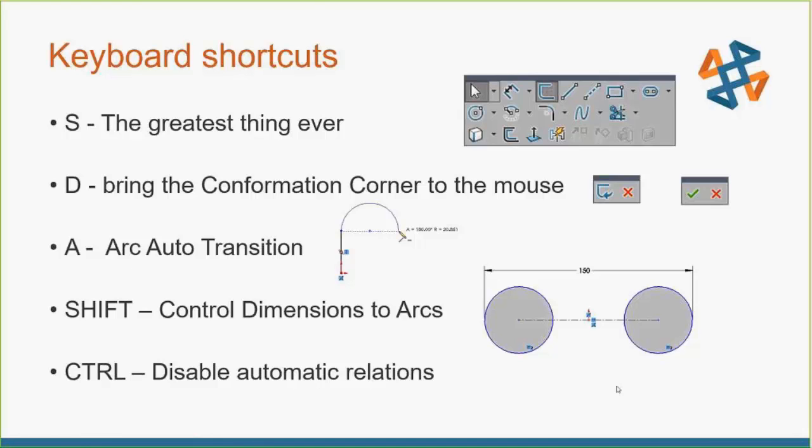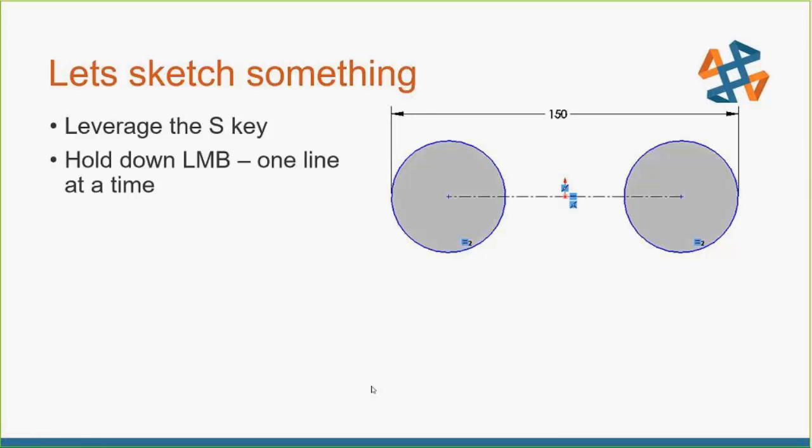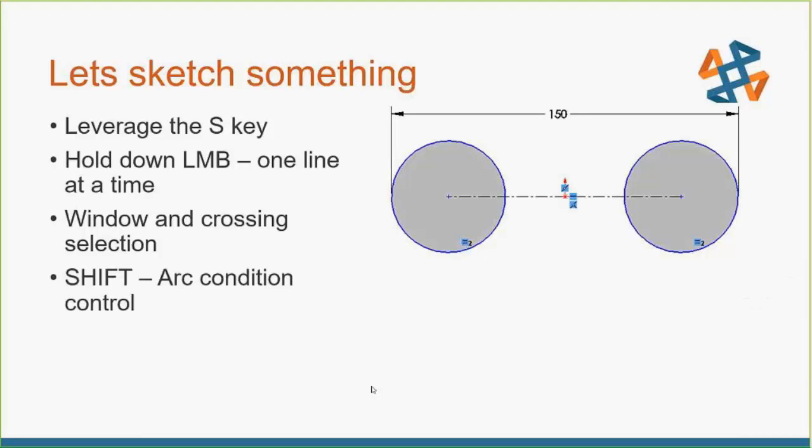So let's go ahead and take a look at a couple of these. How to leverage that S key. Another one that just kind of popped into my head: drawing one entity at a time, hold down that left mouse button. I'm a big fan of crossing and window selection to add relations. And here we'll take a look at that Shift to control the arc condition.